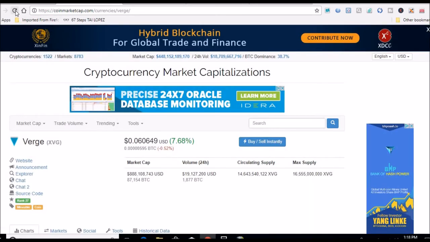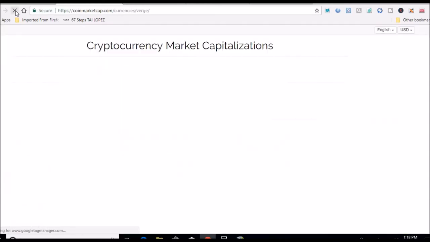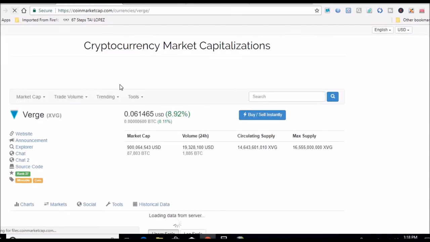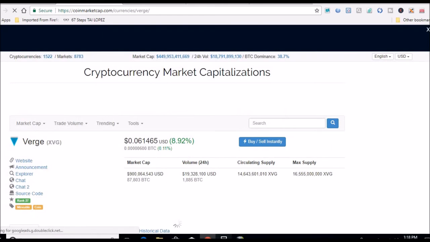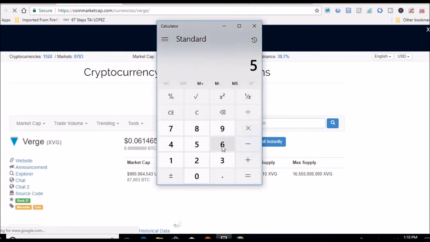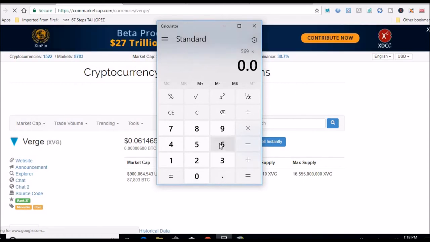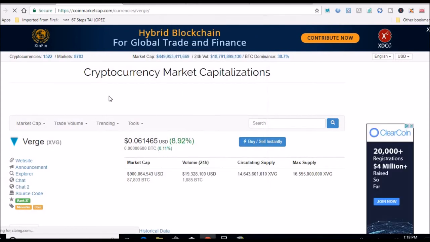Here's Verge right now. So that's 0.061 Verge. So I got 569, 569 times 0.06146. Almost $35 worth of Verge coins right now, in about a month, I think, since I've been mining.